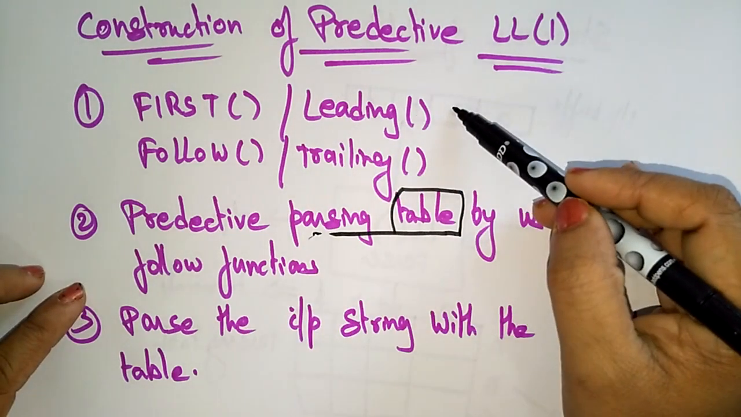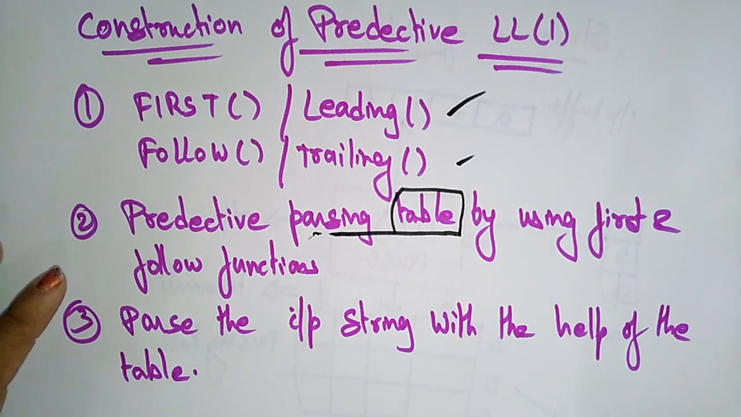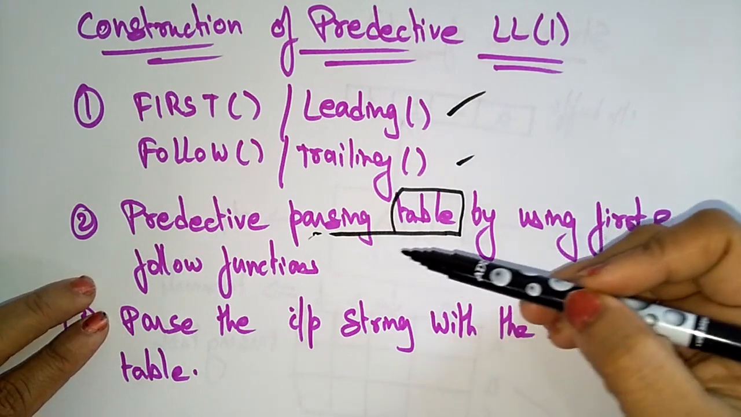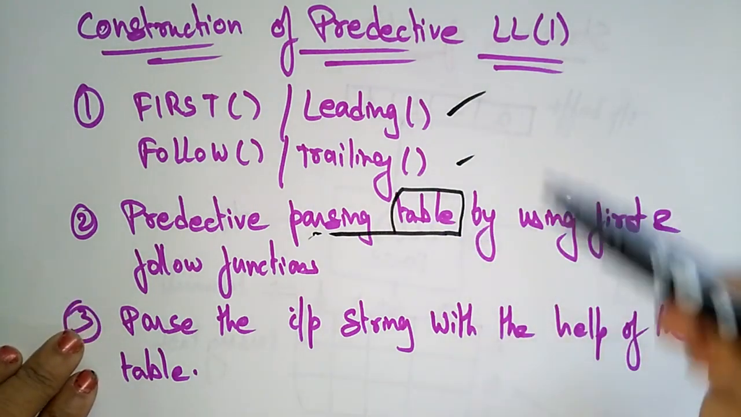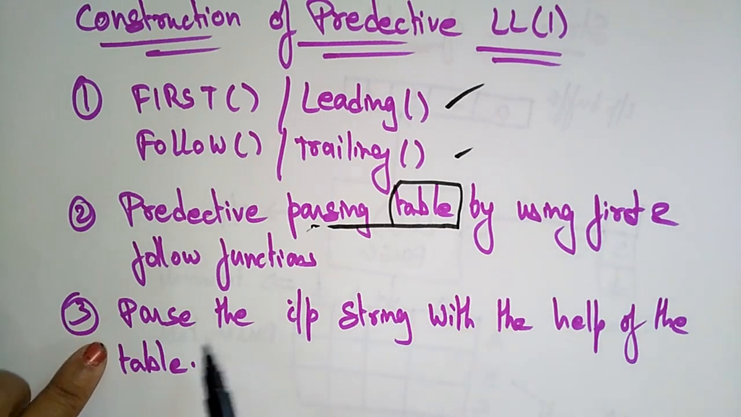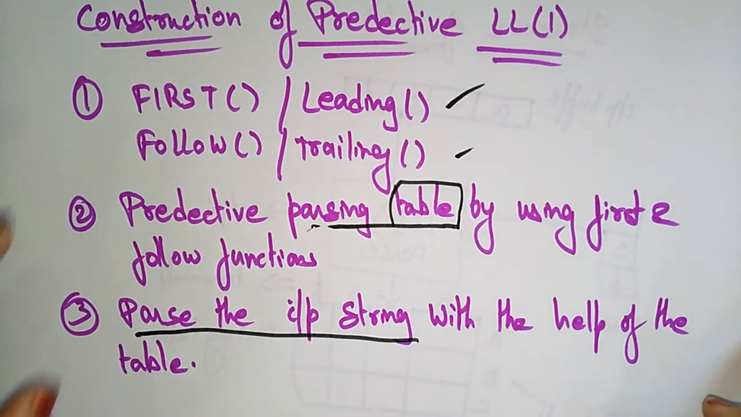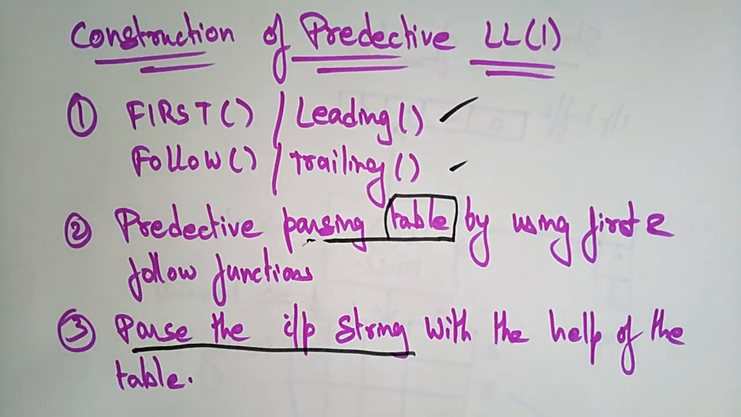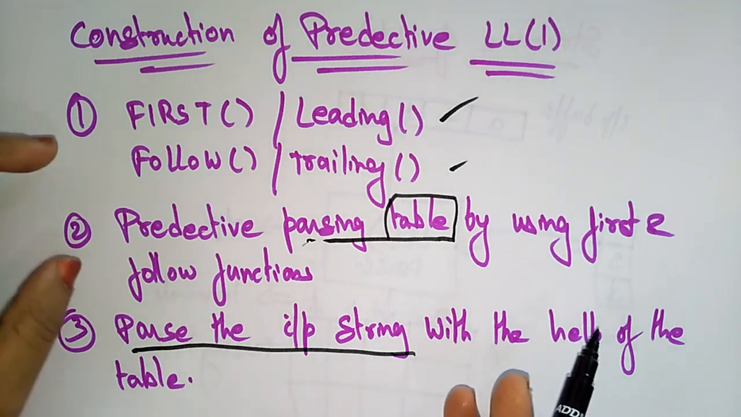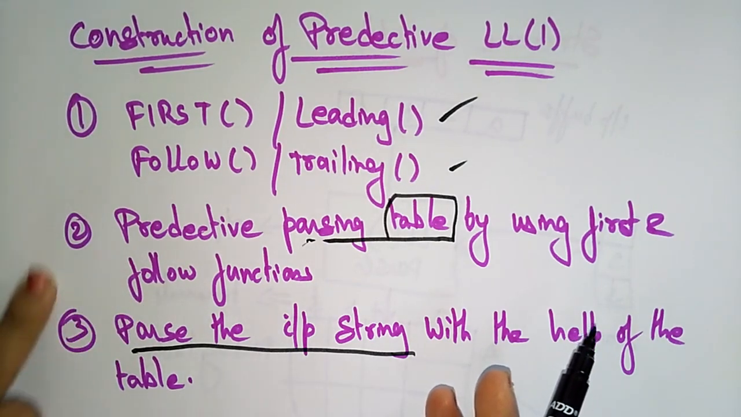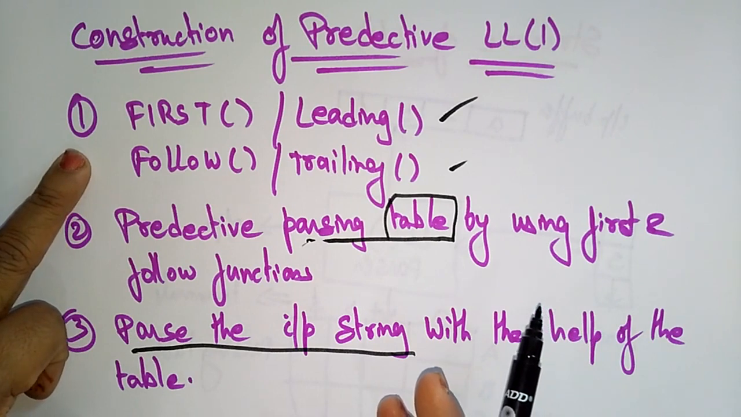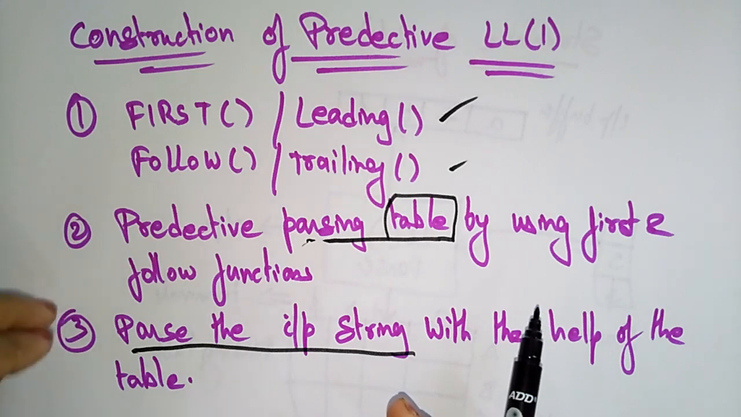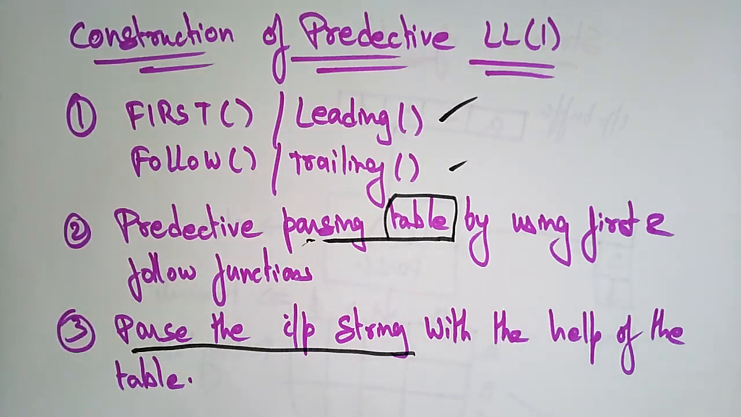So the first thing is, you need to construct the first and follow functions for the given grammar. With the help of the first and follow functions, we construct a predictive parsing table. Then with the help of this table, we parse the input string. These are the three steps that you have to follow while constructing the predictive LL(1) parser. With an example, you can understand these steps: how to find the first and follow, how to construct the table, and how to parse the input string. Thank you.